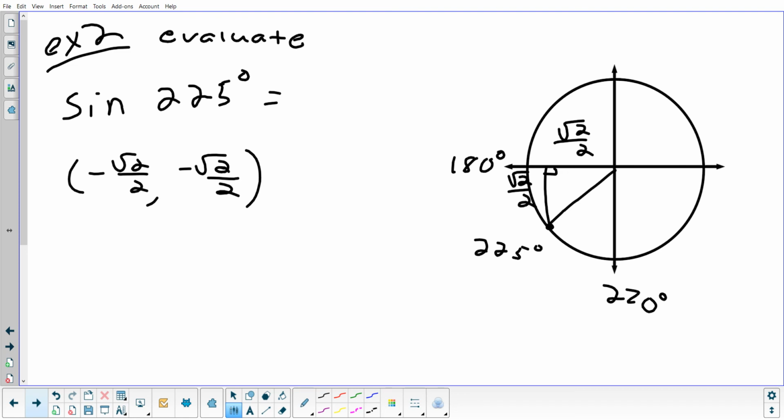So we've got our two values, and now they want to know the sign. So Gina, what's the sign of 225? Negative root 2 over 2. Yep, and which one did you pick, just so we know? The y. They're the same, so if you mix them up, you'd be okay here. But again, you really don't want to mix them up.